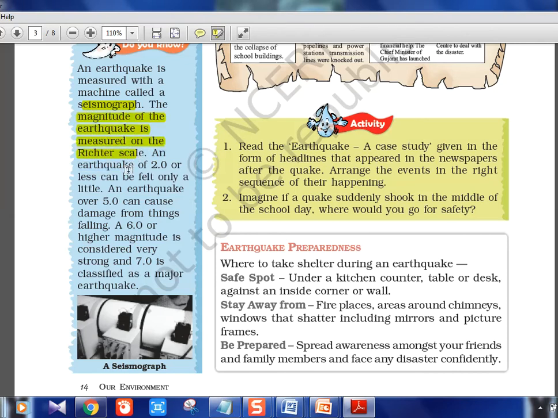An earthquake of 2 or less can be felt only a little. An earthquake over 5 can cause damage, and 6 is higher magnitude. 7 is classified as a major earthquake. So if you see, only when it reaches nearly 6 or 7 will it be a major one.